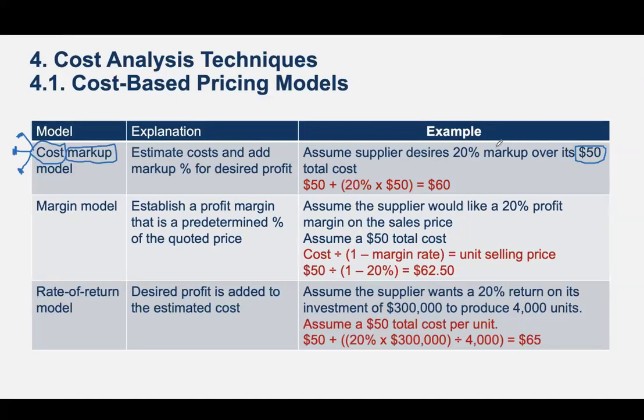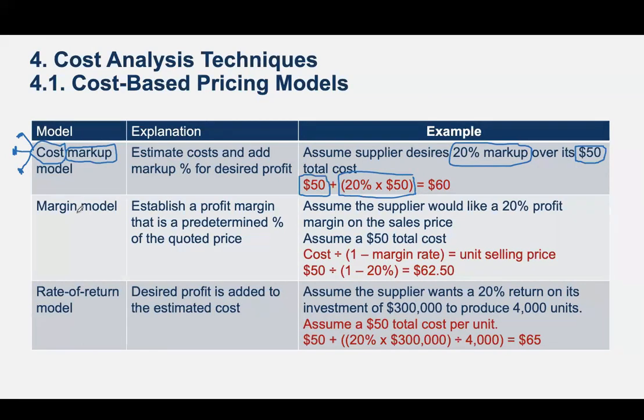Okay, if price is $50 and you say, okay, 20% markup, I'm going to charge 50 plus 20% of 50, and 20% of 50 is 10. So 50 plus 10 will be equal to 60. Then the next thing is margin model.